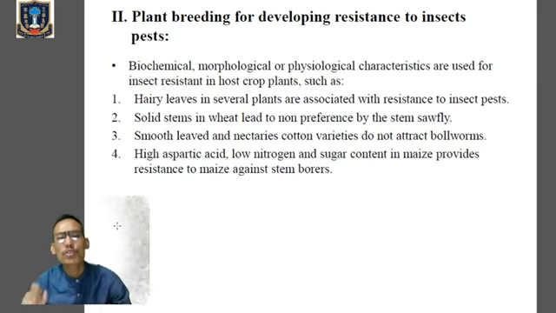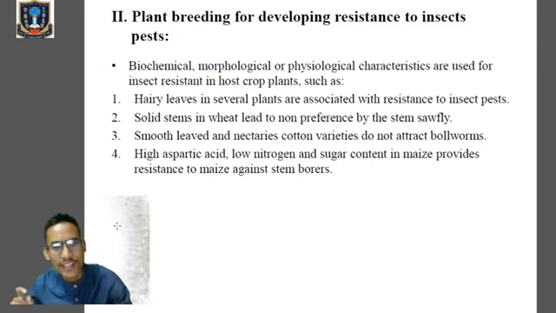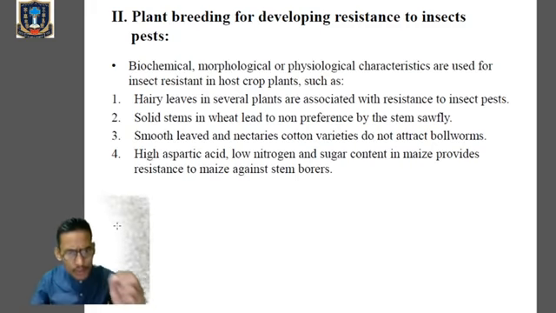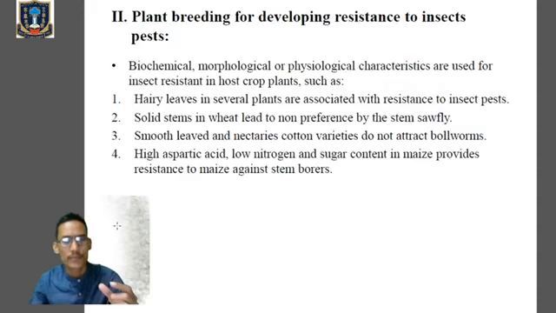So, they are associated with the resistance to insect pest. Number 2, solid stems in wheat lead to non-preference by the stem sawfly. So they are not able to attack the wheat with the solid stems.